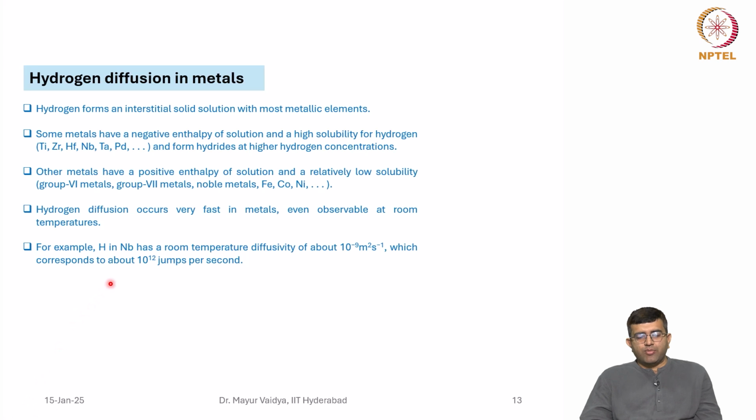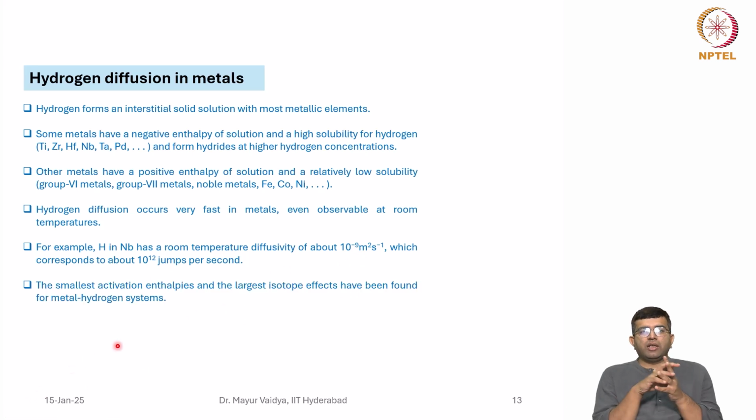Just to give an example, hydrogen in niobium has a room temperature diffusivity of about 10 power minus 9 meter square per second, which corresponds to about 10 power 12 jumps per second. So, this is extremely fast at room temperature. The smallest activation enthalpies and largest isotope effects have been found for the metal hydrogen systems. What we mean by metal hydrogen system is diffusion of hydrogen in the metals.